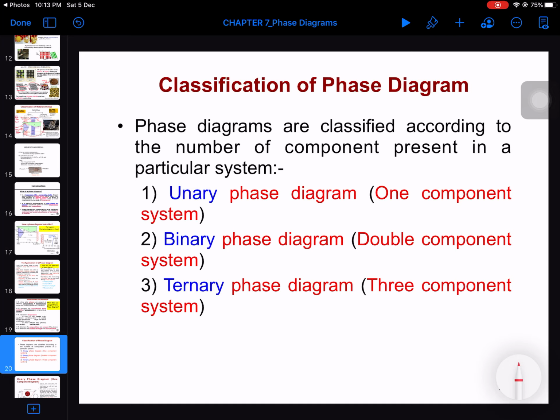And then we have the ternary phase diagram, which is when we have more than two components in a system. It is a three component system. The one that is very important as far as this chapter is concerned is the second one, the binary phase diagram, between two components or two elements.